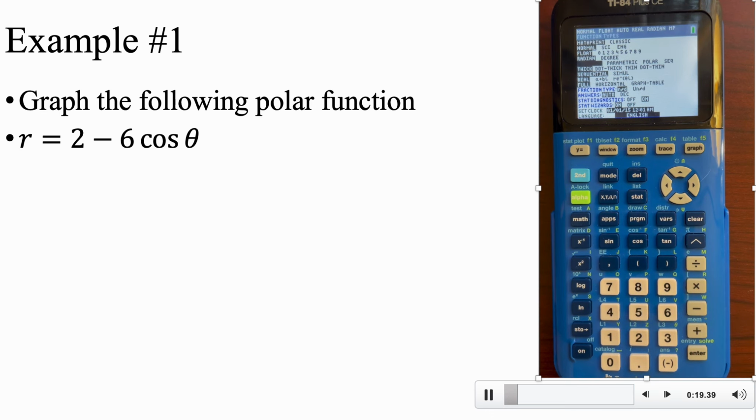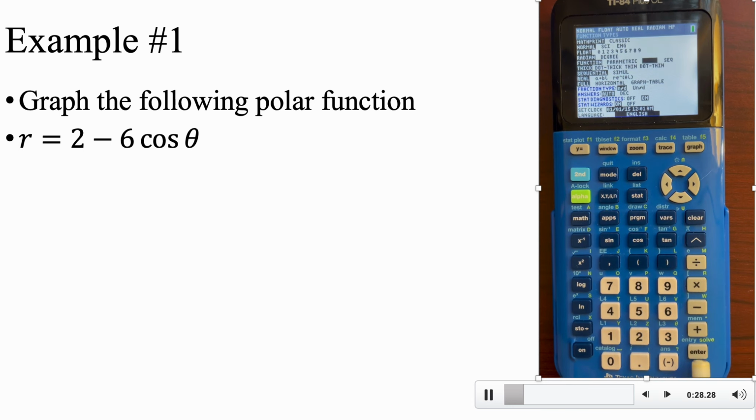Then we go to this section right below that has function highlighted. It's got a couple other options: parametric, polar, and then sequence. So we're going to scroll over to polar. We're going to make sure that's highlighted. So now we're in polar function mode.